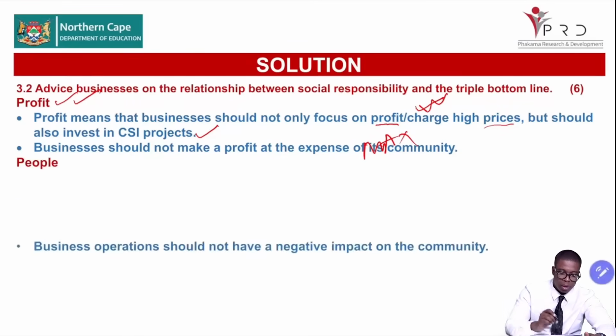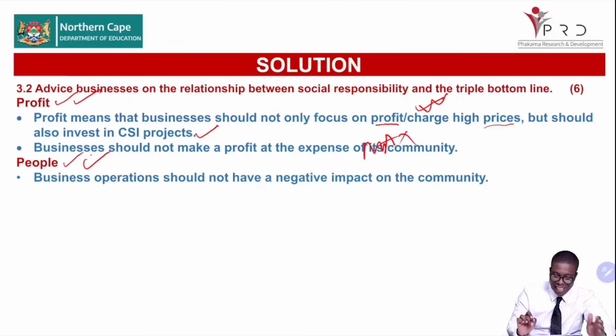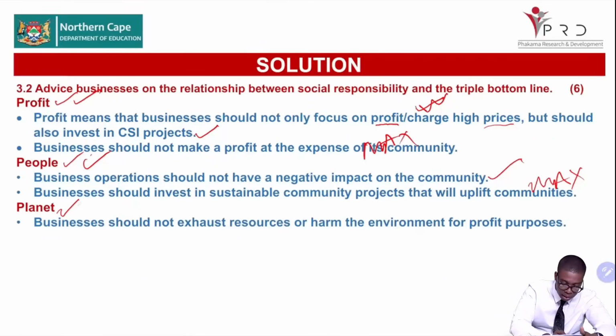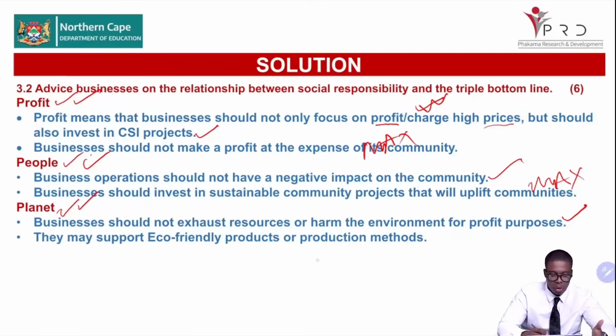Then people. With people, we say 2 marks for just saying people, and the business operations should not have a negative impact on the community. And then another one is the business should invest in sustainable community projects that will uplift the community. We will not mark it because the maximum mark is allocated. Planet. 2 marks for just saying planet, and for explaining to say businesses should not exhaust or harm the environment for profit purpose. That is 1 mark. And then that is how you're supposed to be allocated. Or they may support eco-friendly products or production methods.